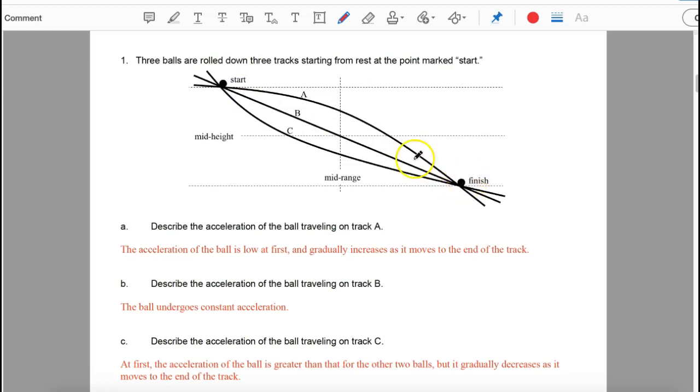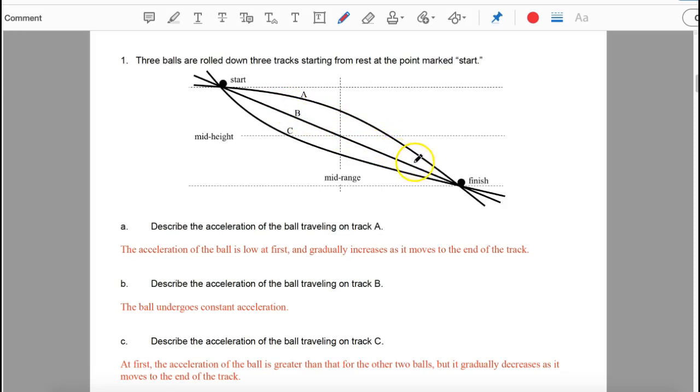For letter A, if you think about this is the top of a roller coaster hill and this is the bottom of the roller coaster hill, if you started out at the top of the hill, you wouldn't go very fast, but you would continue picking up speed, and then you would increase your speed at an increasing rate. So here, the acceleration of the ball is low at first, so not much acceleration, and then that acceleration increases.